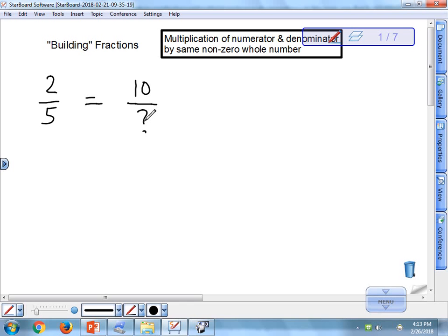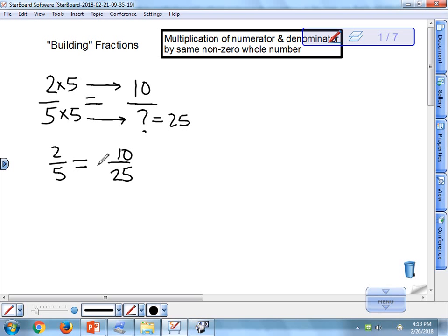It means that I'm going to multiply the numerator and the denominator by the same non-zero whole number. Well, in this particular case, I can easily see that if I multiplied the numerator by 5, that of course would give me a new numerator of 10. And if I do the same thing in the denominator, that's going to give me a new denominator of 25. And so therefore 2/5 is equivalent to 10 25ths.